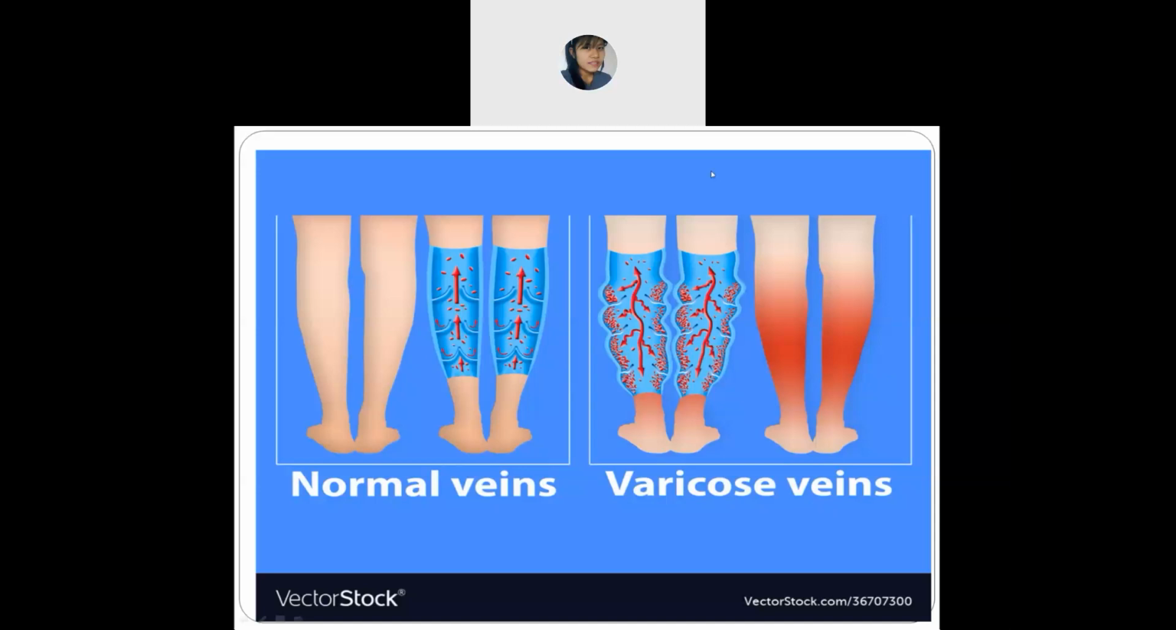Anything else? Genetics. Yes, ma'am. Then hormonal changes. Then obesity. Okay, okay. So all those are the risk factors. Understand risk factors? Okay, ma'am.